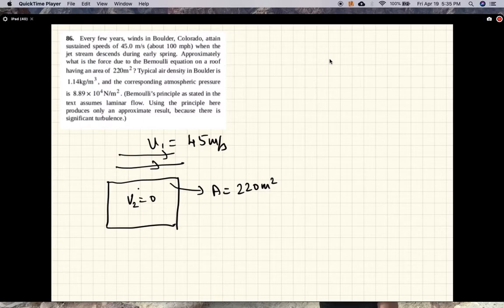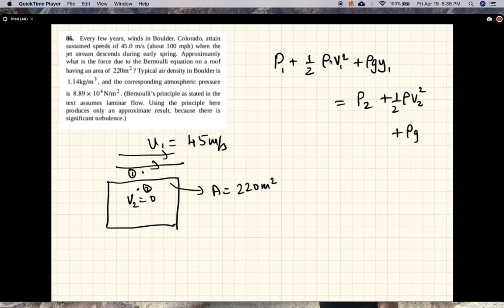so what Mr. Bernoulli says is the pressure at location, this is location 1 and this is location 2. Pressure at location 1 plus 1/2 rho V1 squared plus rho g y1 equals pressure at location 2 plus 1/2 rho V2 squared plus rho g y2.